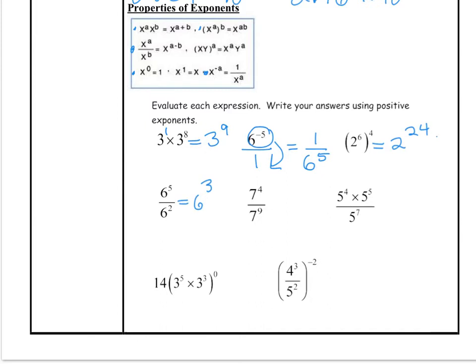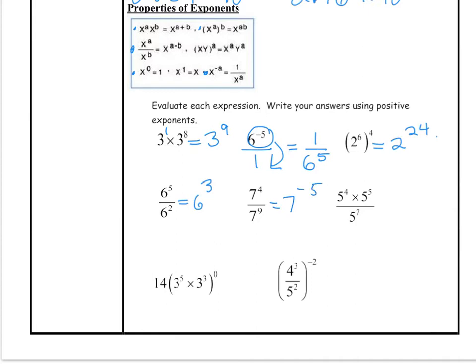Right along here, we have another one that's the same base. They're both 7s, and it's division, so again I subtract. 7 raised to the 4 minus 9. Well, I know 4 minus 9 is negative 5. And so I'm going to change that to negative 5.